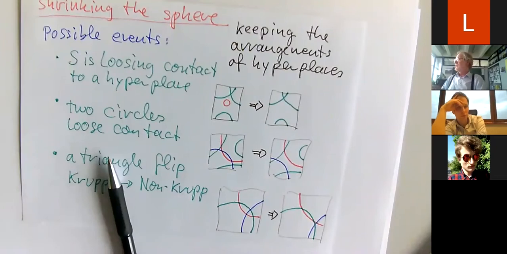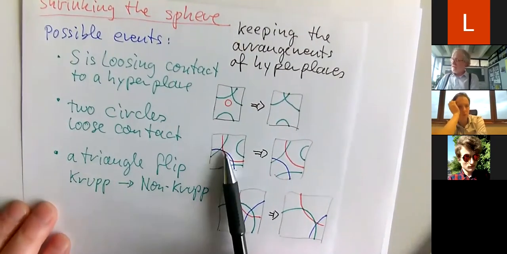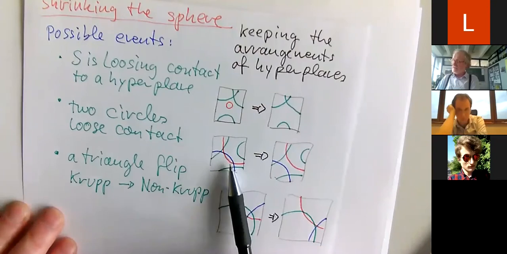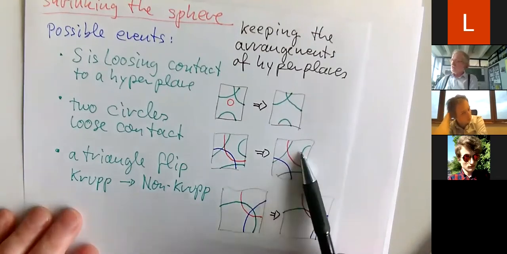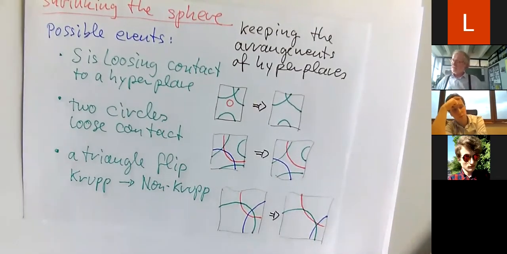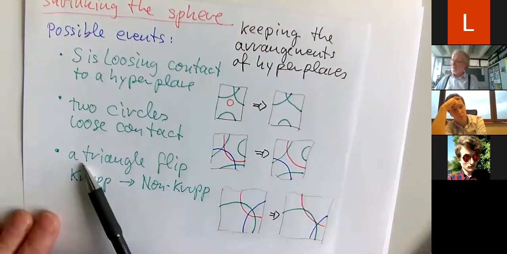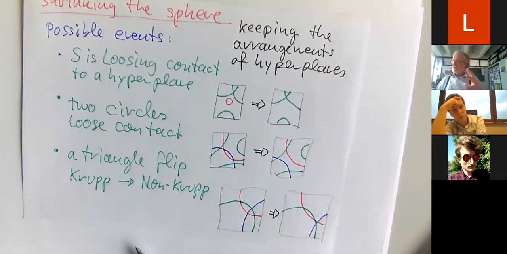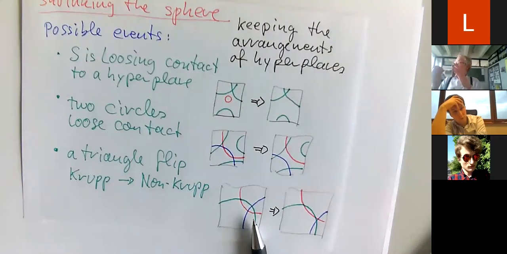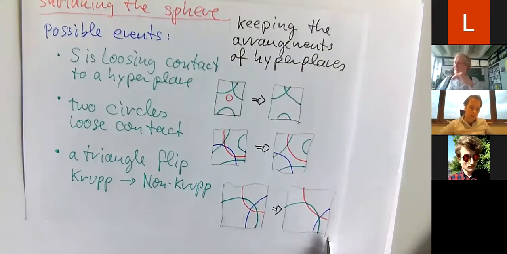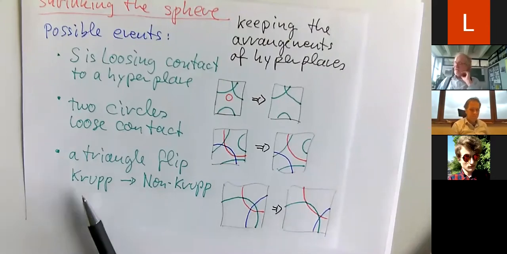So you have two circles and they form a digon, and then the sphere shrinks and the two circles get disconnected. And the third thing that can happen is a triangle flip. So you have a triangle of guys which form a Krupp. The point of intersection of the three hyperplanes is inside of the sphere, and the sphere is shrinking, and now it gets outside, and now you have a non-Krupp. So you're flipping from a Krupp to a non-Krupp.